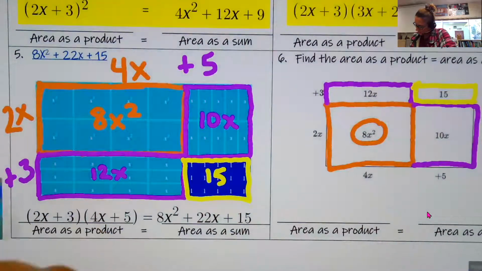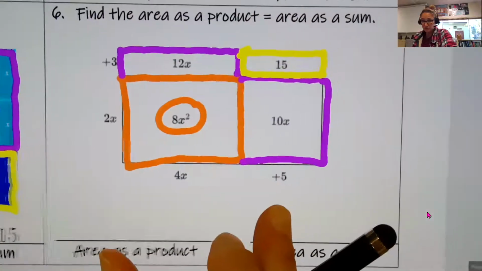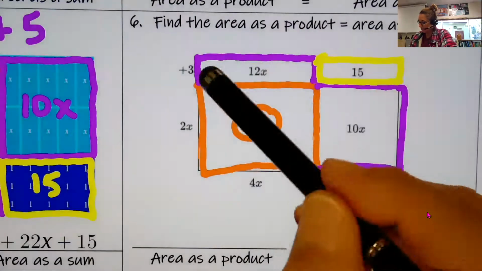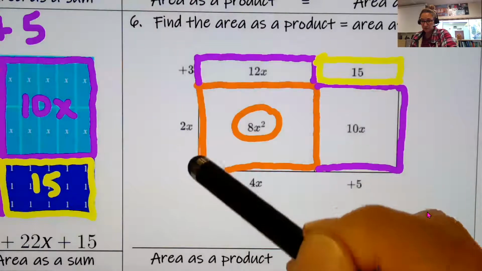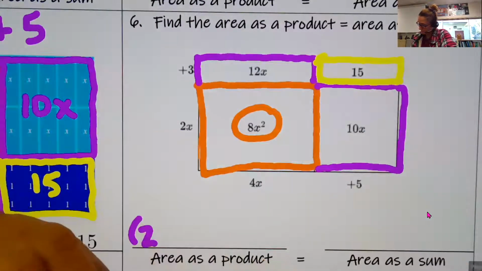Let me write the answer for this one here, which is going to be the same answer as what I just had on number 4. Area as a product is the outside, so this is 2x plus 3 and 4x plus 5. So I'm going to write 2. Let me get a little thinner now that I'm writing.